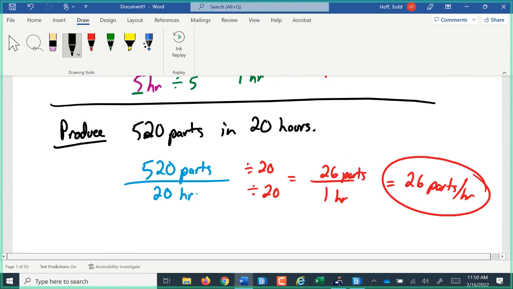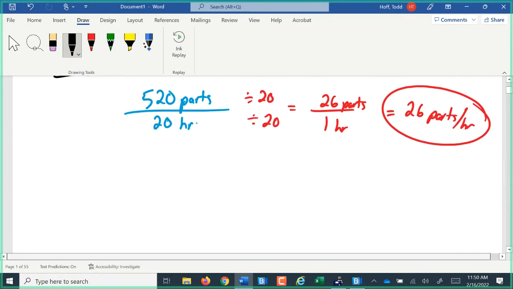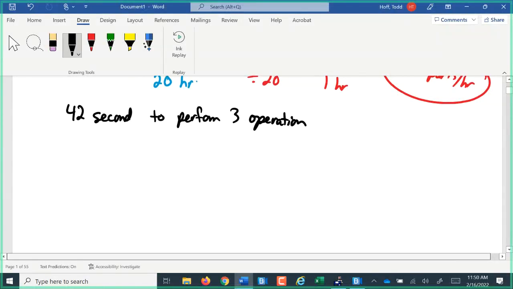Now, as you've seen in these examples here, when time is involved in a rate, it does tend to be the second number in the rate. It's not always. There are times where we might take 42 seconds, perform 3 operations. And I'm not talking about surgical operations, I'm talking about just flipping switches or whatever the required operation is for what we're doing. That would give us a ratio of 42 seconds for 3 operations.